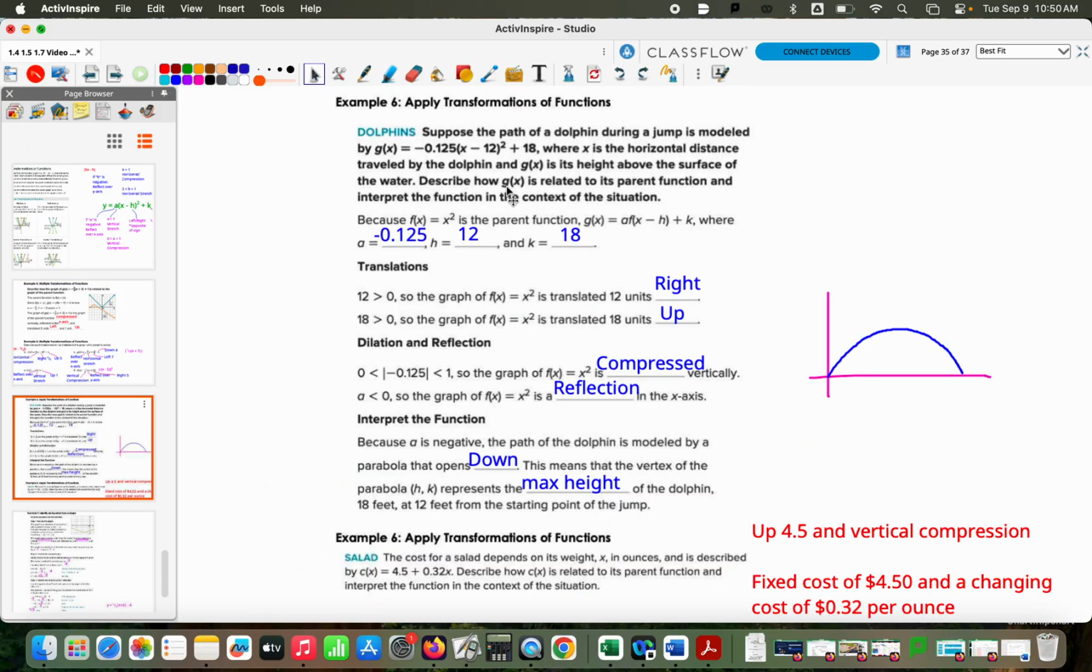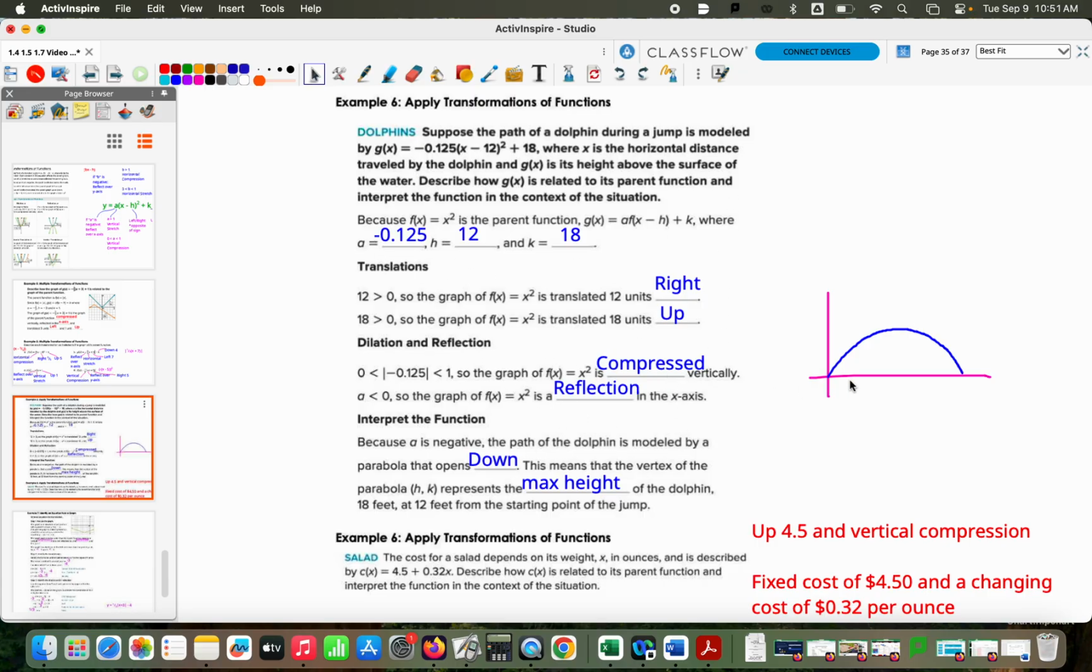Here's a little word problem. So just looking at this crazy equation, we could try to graph it, but let's even just kind of visualize it without having to go to a graphing calculator or Desmos or something. We know we got all these values. A is negative 0.125, H is 12, K is 18. So we know it's moved 12 units to the right and 18 units up. We know it's compressed vertically, and it's got a reflection because of the negative sign there. So we know all the transformations.